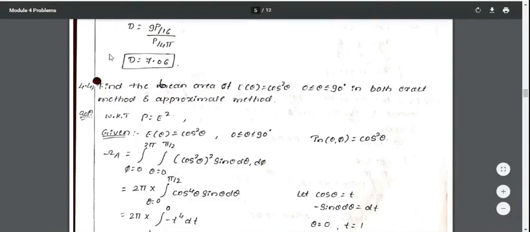What we have to do here is calculate the beam area. The electric field equation, or you can say the energy equation, has been given here, and the corresponding limits have been stated here. We have to calculate the beam area with the help of the exact method and the approximate method. Now let us solve the first one.